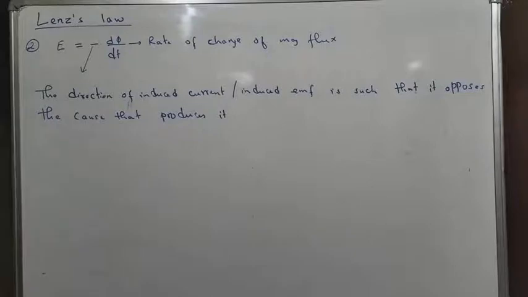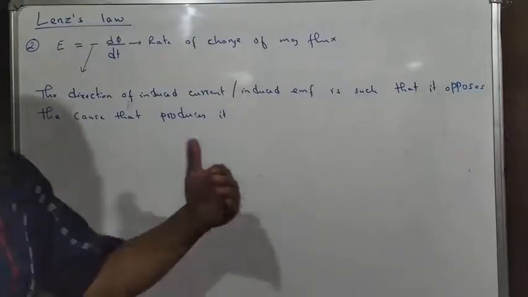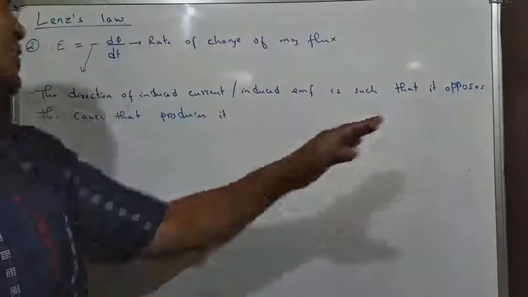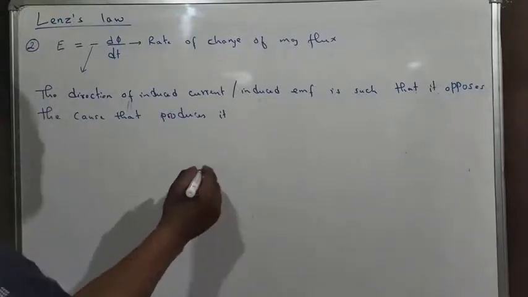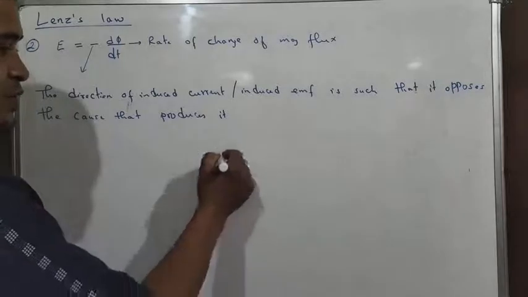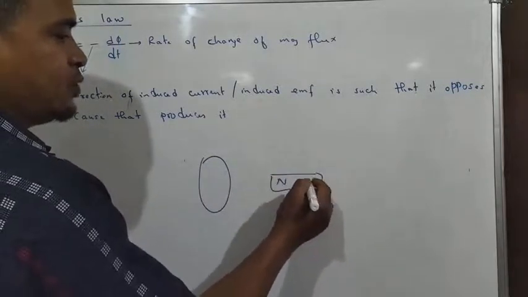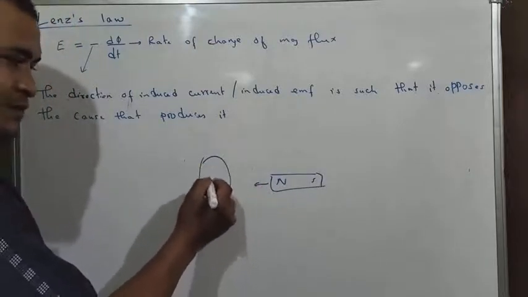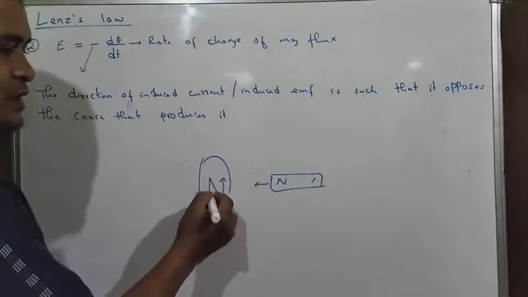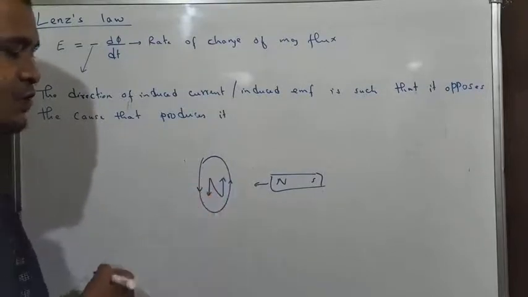Lenz's law states that the direction of the induced current or the induced EMF in the coil flows in such a way so as to oppose the cause that produces it. Once again, suppose this is a face of the coil. If the North Pole is moving towards the coil in this way, then this face of the coil will behave as a North Pole, which means the current here will be flowing in the anti-clockwise direction.